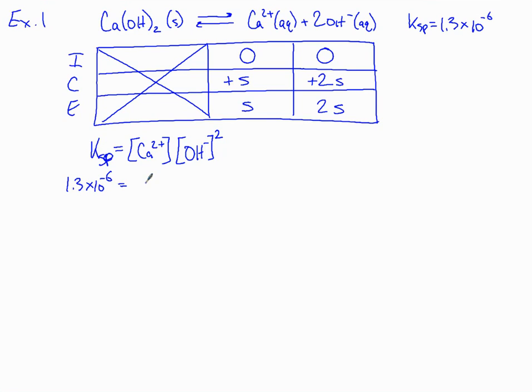And we know that calcium is S, and we know that hydroxide is 2S, and we have to square this quantity. And so we end up with, let's see, that's actually 4S cubed. So when we solve for S, we come up with 6.9 times 10 to the minus third molar. S, the molar solubility, has units. It's molar, moles per liter.